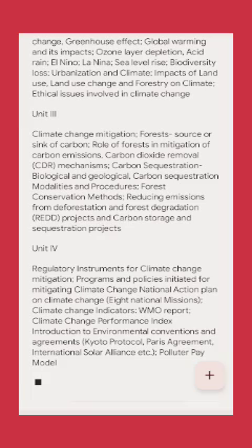Unit IV: Regulatory instruments for climate change mitigation. Programs and policies initiated for mitigating climate change: National Action Plan on Climate Change, 8 national missions, Climate Change Indicators, WMO Report, Climate Change Performance Index. Introduction to environmental conventions and agreements: Kyoto Protocol, Paris Agreement, International Solar Alliance, etc. Polluter Pays Model.